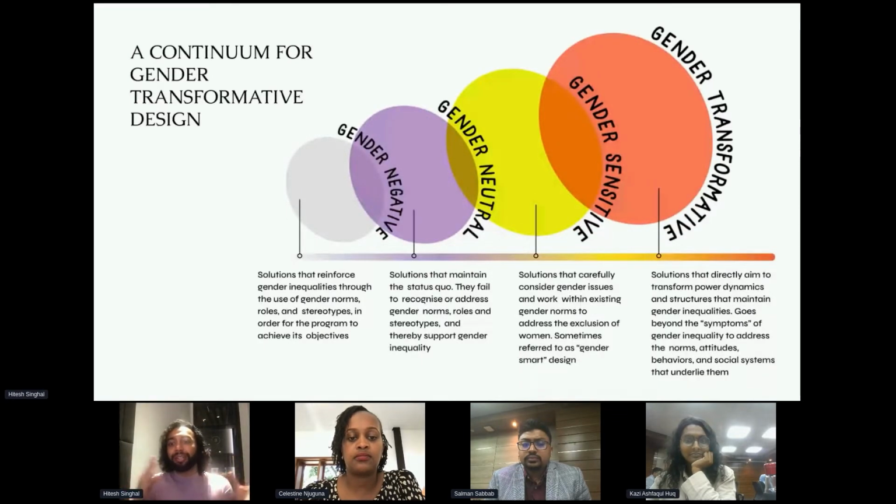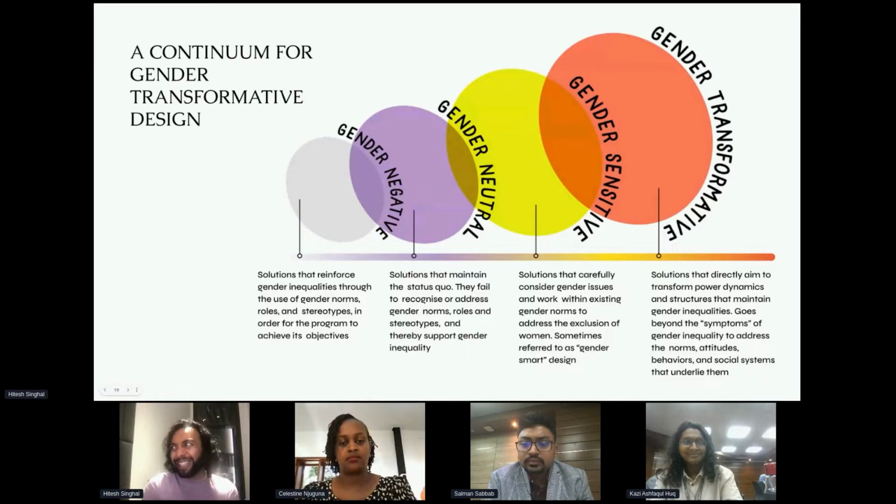So how do we start thinking about that intersectionality diagram we showed when we are designing a savings tool for people? That's what we call gender sensitive. And then our sweet spot and our big goal is, how do we get to gender transformative solutions? Gender transformative solutions are those that really start to transform power dynamics and structures that maintain gender inequality. So for that, it really requires thinking outside the box of what we are used to.